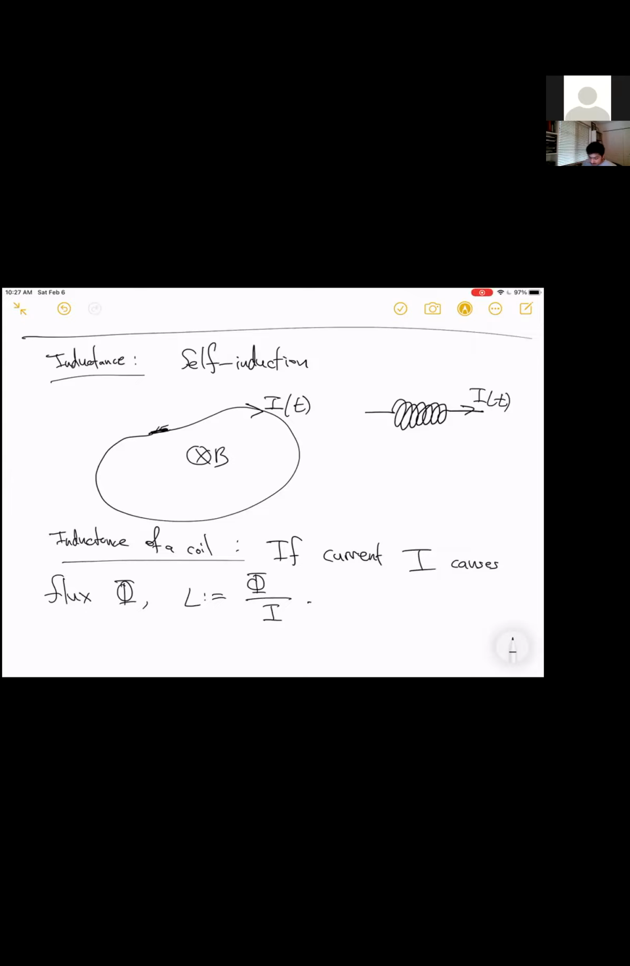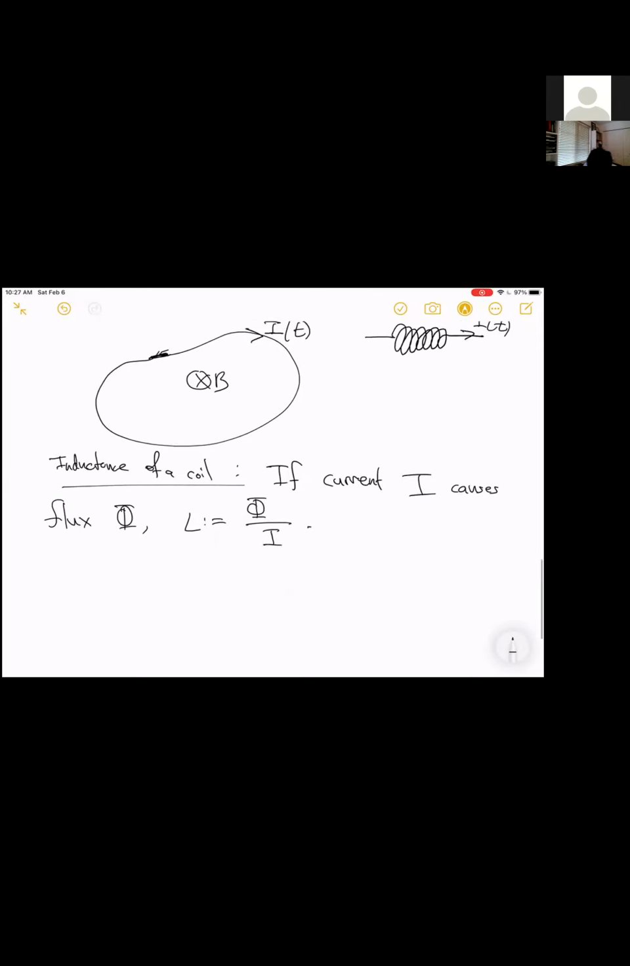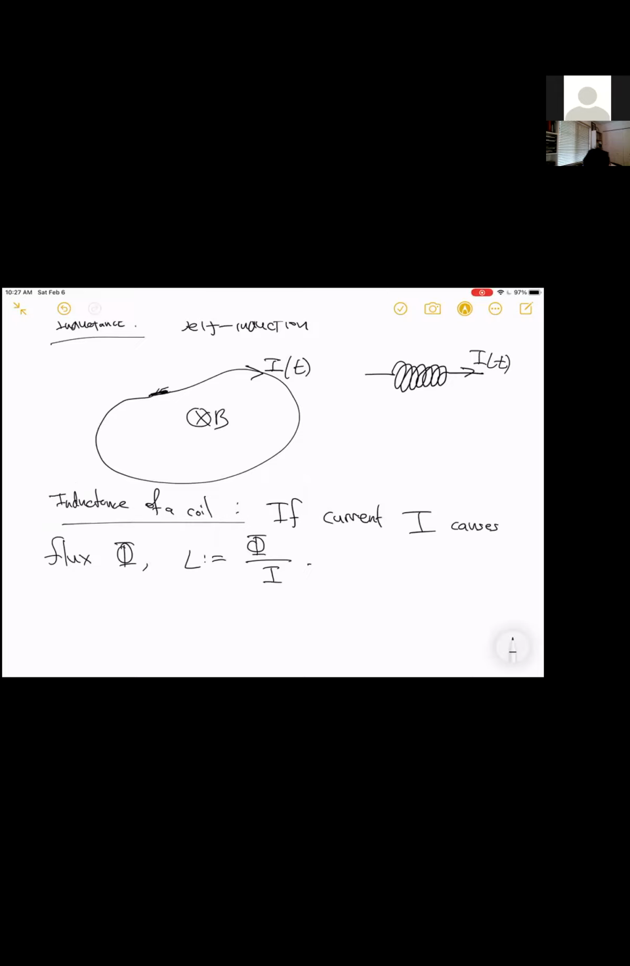So it depends just on the geometry. If we assume that this is the statement of an inductor, then you can easily see that in my circuit element over here, you can essentially say that the voltage drop is negative L I dot, where I dot is the derivative of I. So, like negative IR is the potential drop for a resistor, this is negative LI dot.